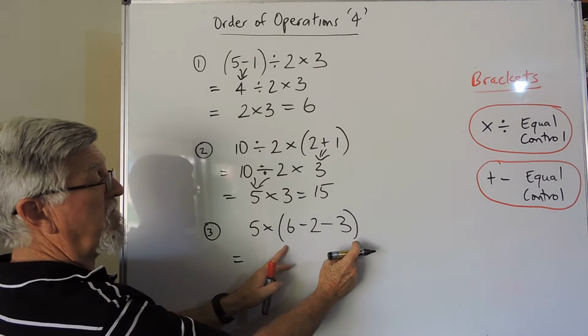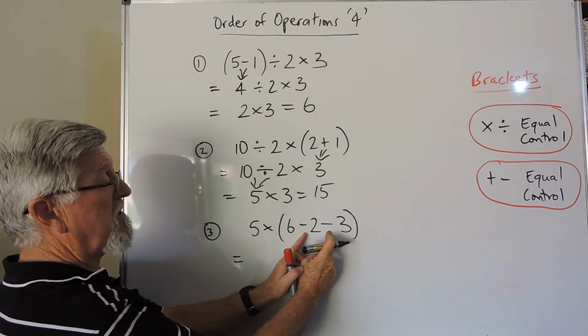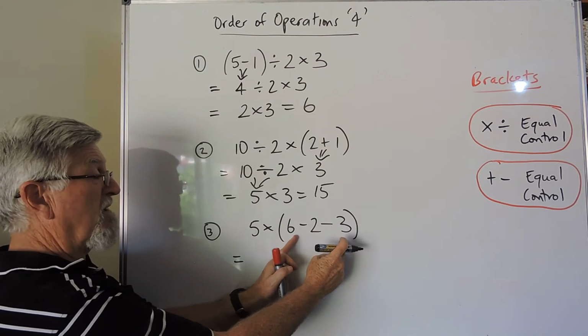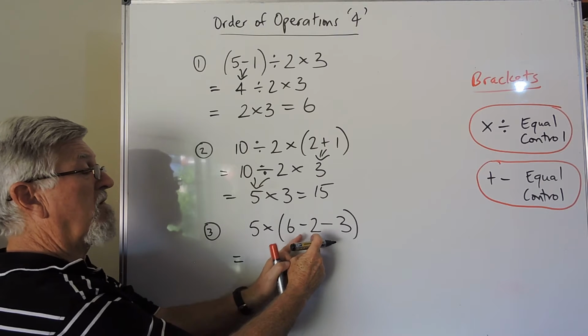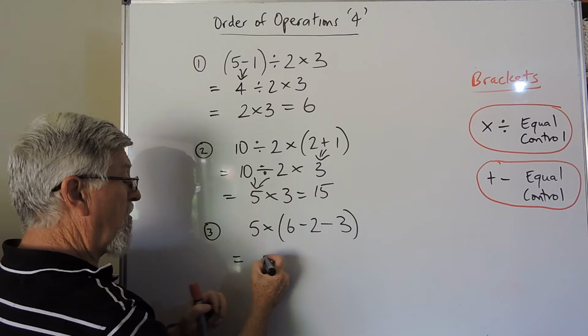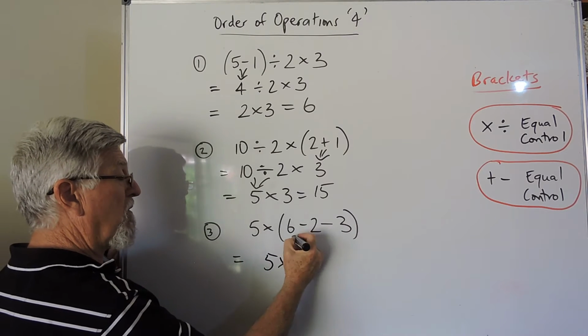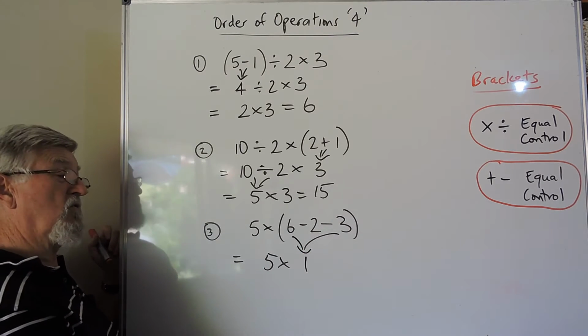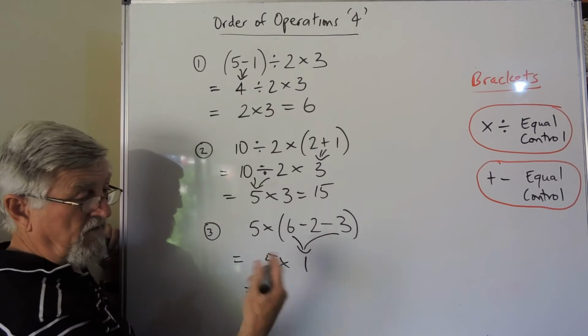Last one. It looks a bit worse, but really it's quite simple. Brackets say me first. There's no multiplication, there's no division. So in the brackets I go from left to right. So 6 take 2 is 4, 4 take 3 is 1. So all of that bracket just gets replaced by 1. So everything in here just becomes the 1. Then I can do the multiply, and it's obvious it's 5 ones are 5.